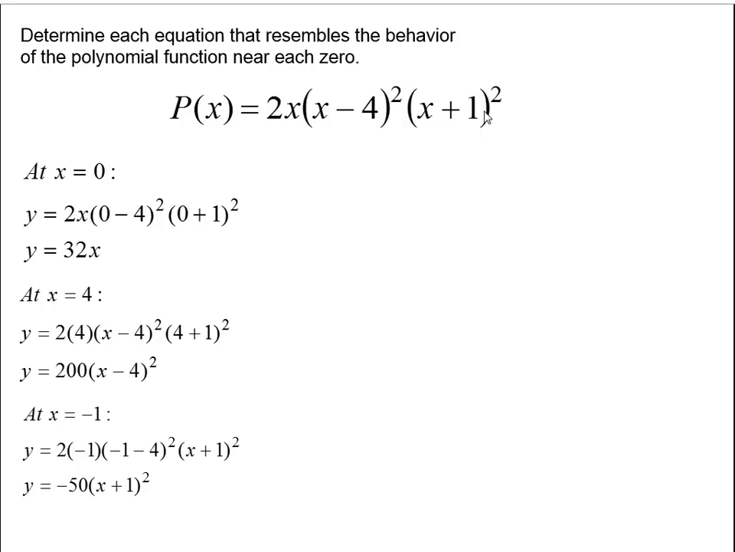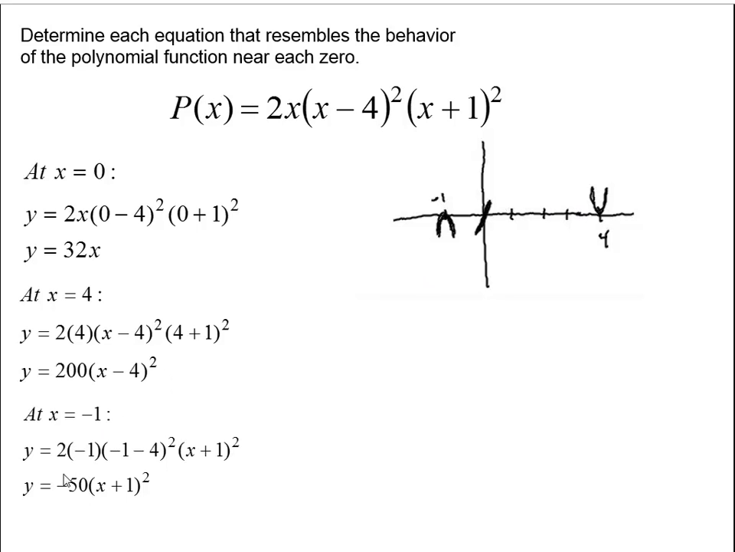And then the third one, again, this third factor has a multiplicity that's even. I know it's going to bounce at that x-intercept, but exactly how does it bounce? So we plug negative 1 into every factor except that factor, and I'm going to get negative 50 times x plus 1 squared. So this looks like a parabola shifted to the left 1 unit, and it's reflected upside down. So here's a rough sketch of what those 3 x-intercepts might look like. At x equals 0, here's my line with slope 32. At x equals 4, here's a parabola, right?